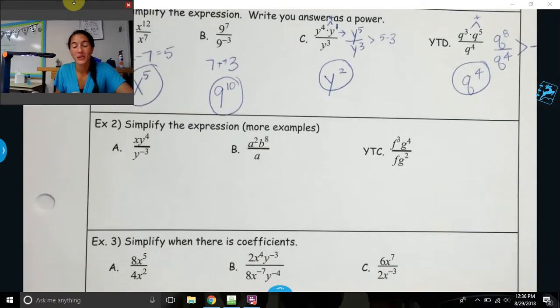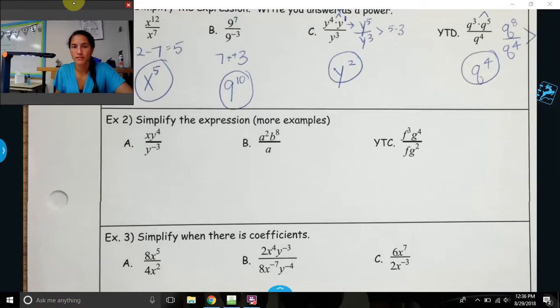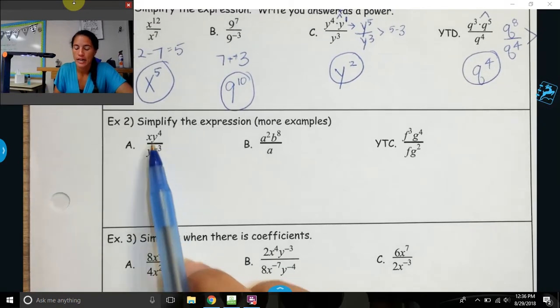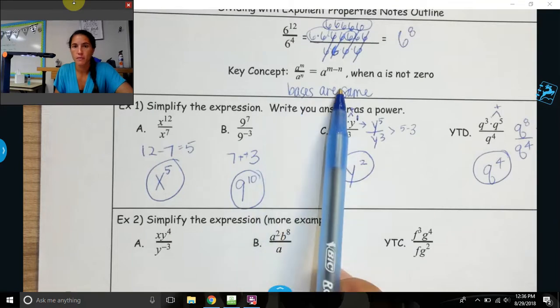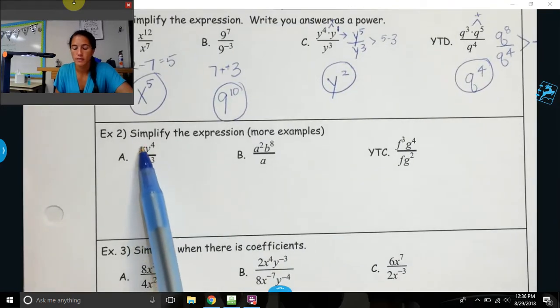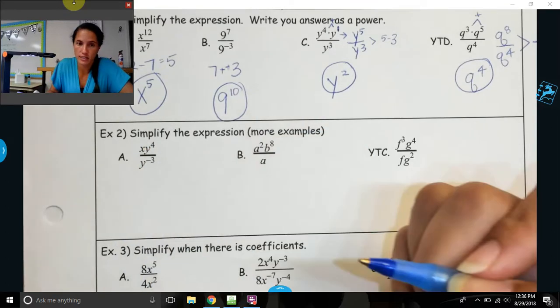All right, example 2 says simplify the expression. So just some more examples. Now, you notice I have 2 variables going on. And like I said up top, the bases have to be the same in order to apply your exponent properties. So my x, I have an x in the numerator, but I don't have any x's in the denominator. So my x is just going to stay the same.